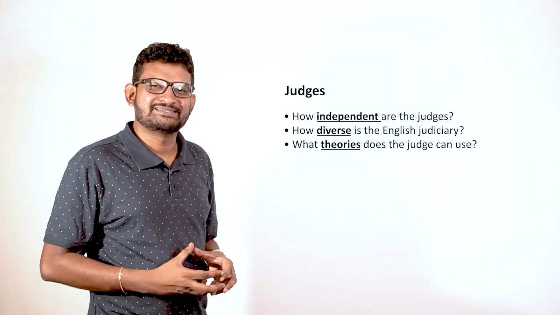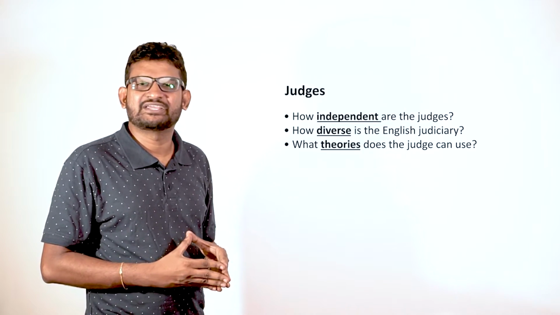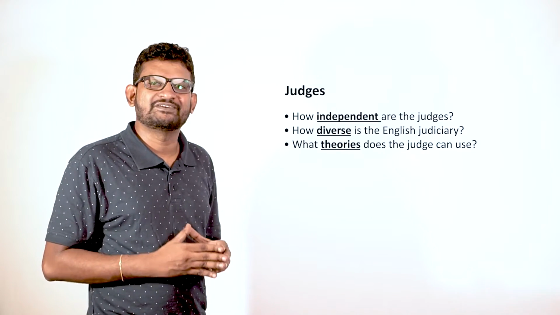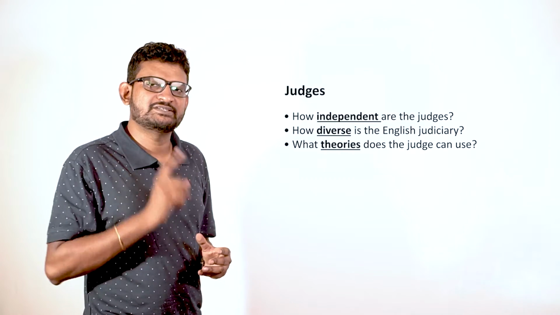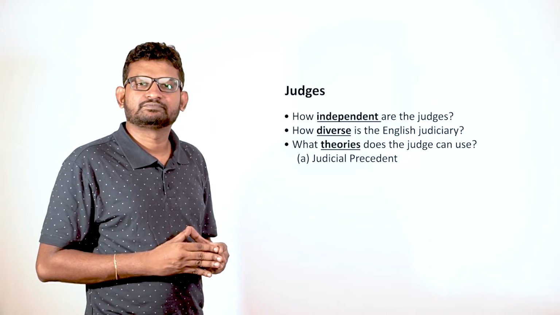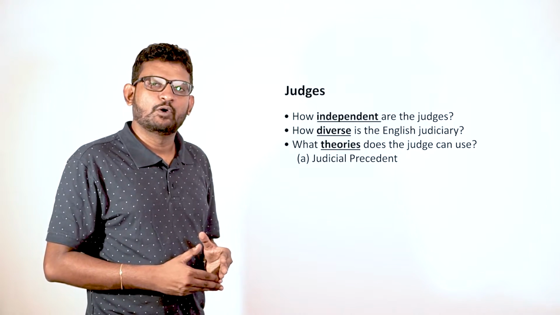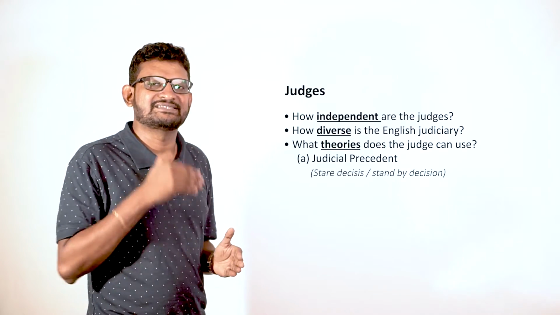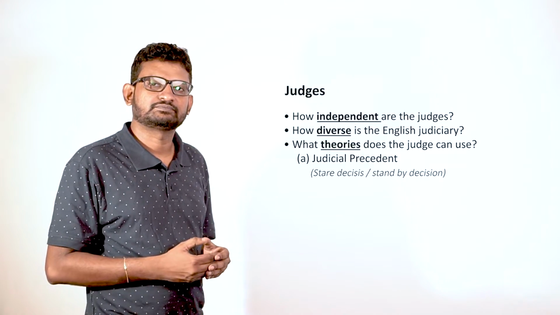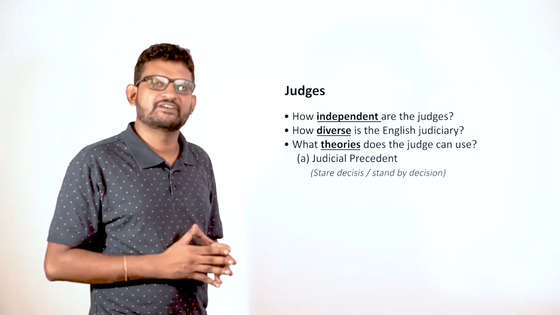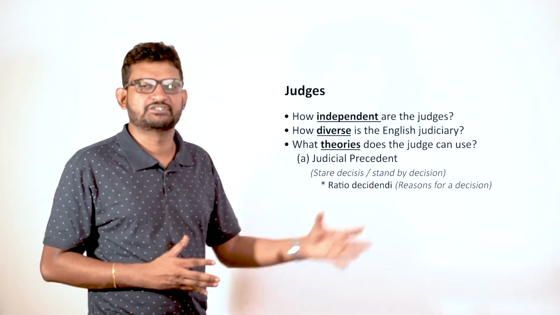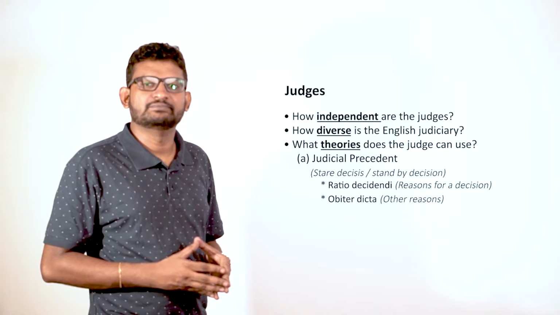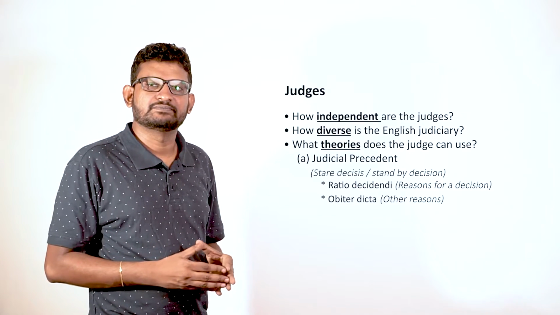What are certain theories that the judge can use? There are two theories which are often questioned in your exam. First, judicial precedent, also known as stare decisis, stand by decisions. You need to understand the difference between ratio, the reasons of a decision, and obiter dictum, other reasons.